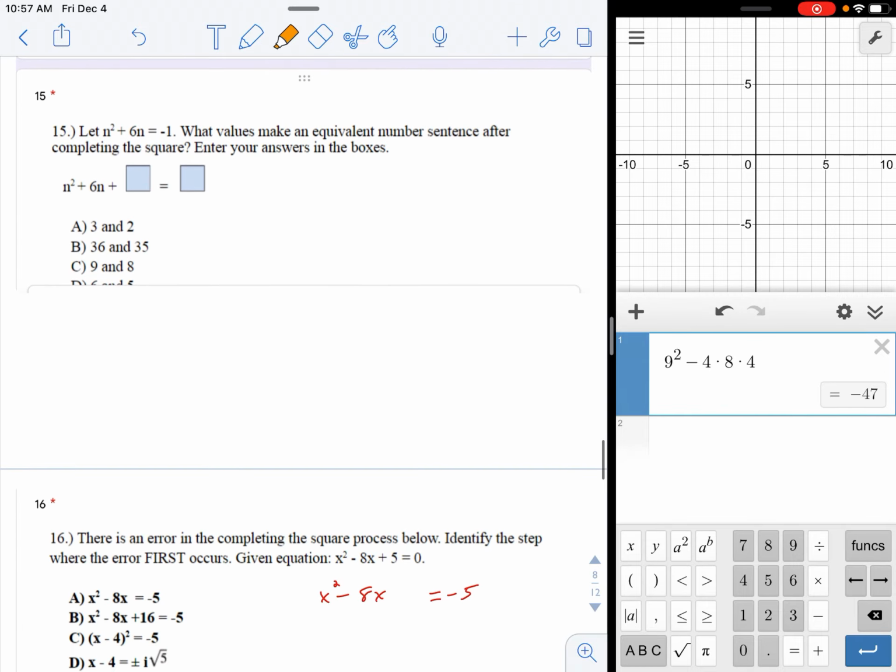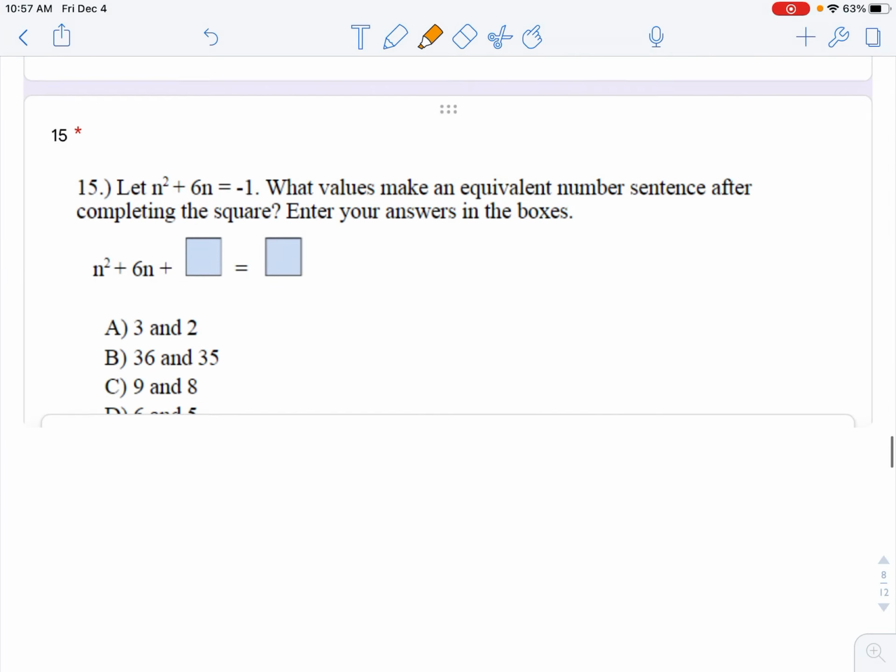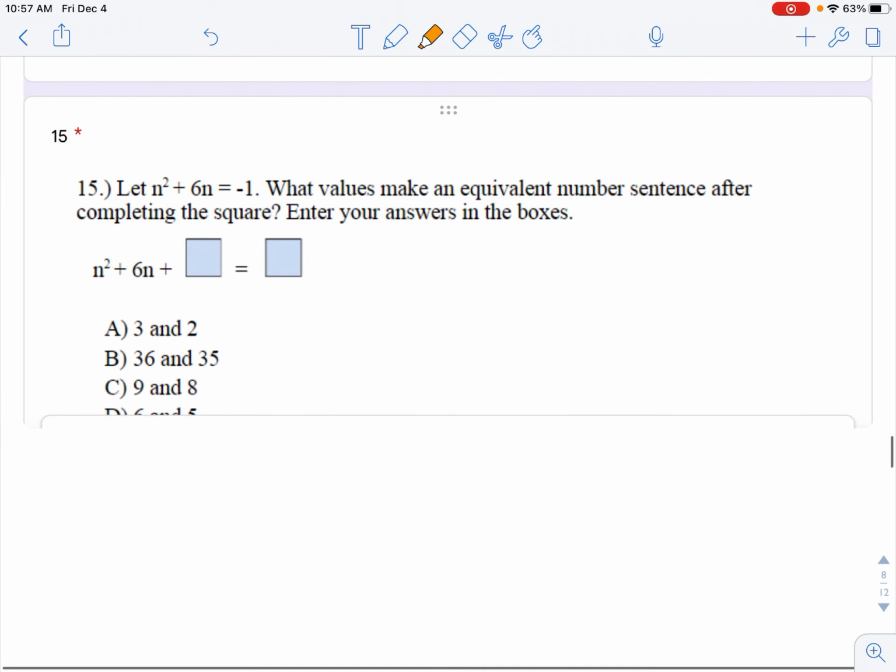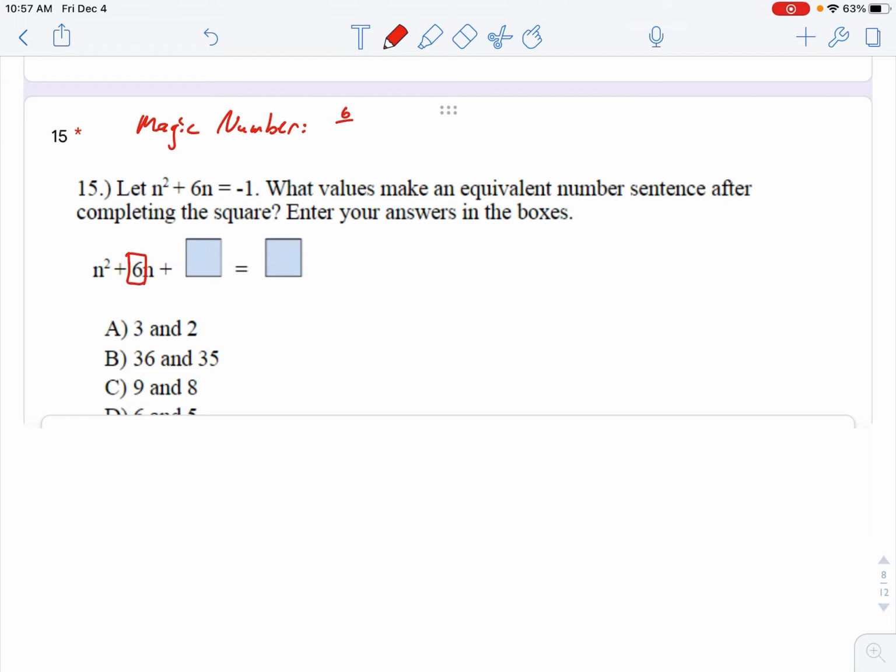Number 15, completing the square. When I taught this in the lesson, hopefully you watched it, we first find something called the magic number. It's not official, that's just what I call it. The magic number is where you take half of this number and square it. So 6 divided by 2 and square it. 6 divided by 2 is 3, so that's 3 squared, which is 9.